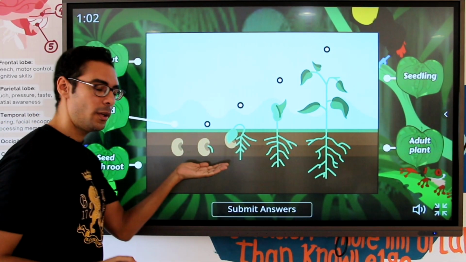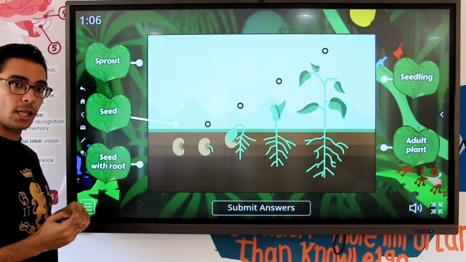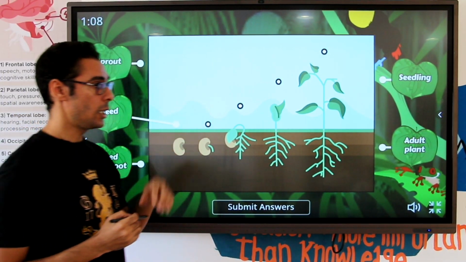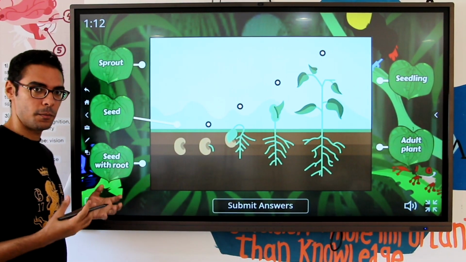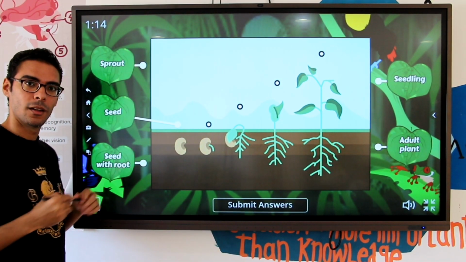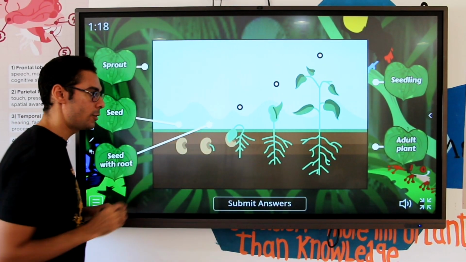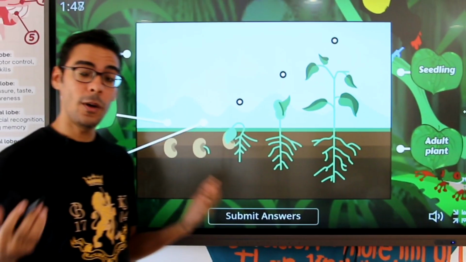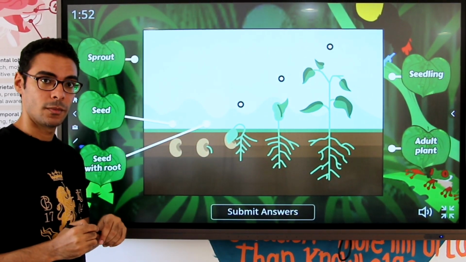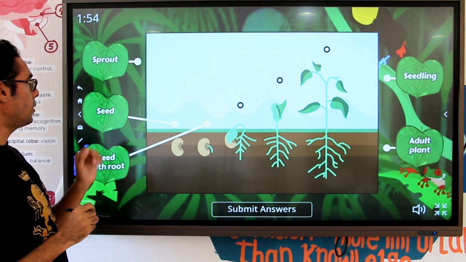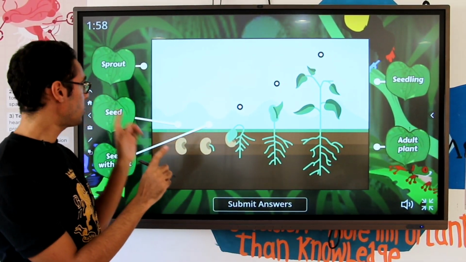The next one, what do you think? Is it going to be sprout or seed with a root or seedling or an adult plant? Which one of them might be the correct answer for this one? If your answer was the seed with a root, I guess that's a right answer. So what do you think is going to be the following answer here in this stage? I guess you might be thinking about the sprout or the seedling. The correct answer is going to be one of them.